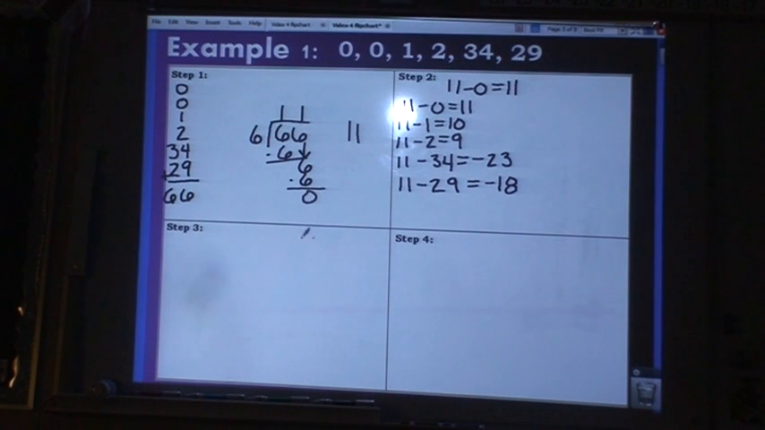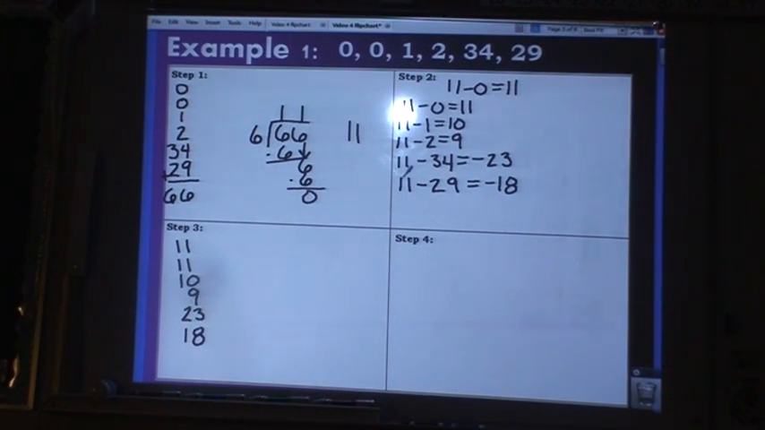Now we don't really like to have these negatives in there, which is why we go to step 3, which is where we find the absolute value of each of these deviations. So we would just have 11, and then another 11, a 10, a 9, then we're going to make that negative 23 just 23, because that's the distance it is from the mean. And then negative 18 will become 18.